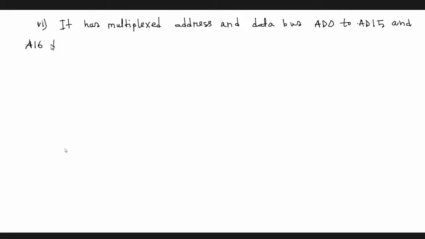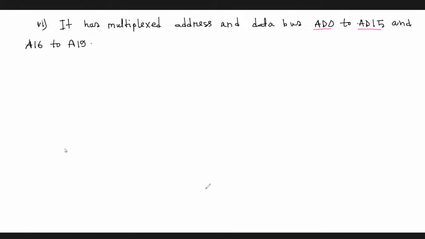A16 to A19. Okay, so multiplex address and data bus. That means the same bus can act as an address bus and a data bus. If you look at AD0 to AD15, how many are there? 16, right? So in total there are 16 buses.